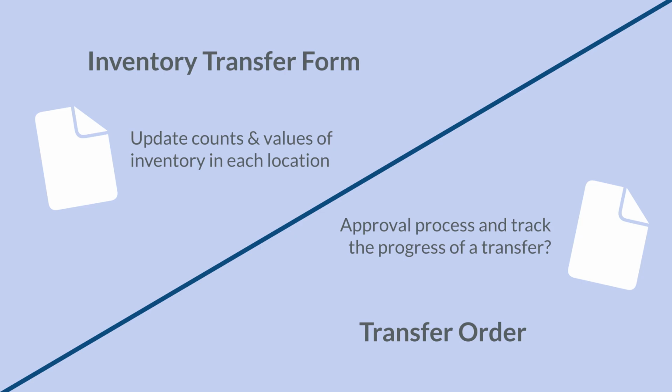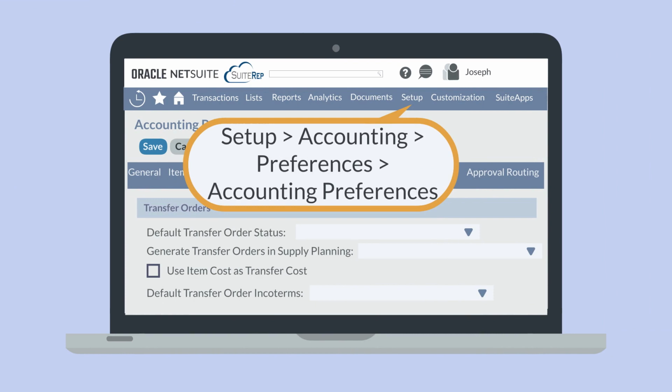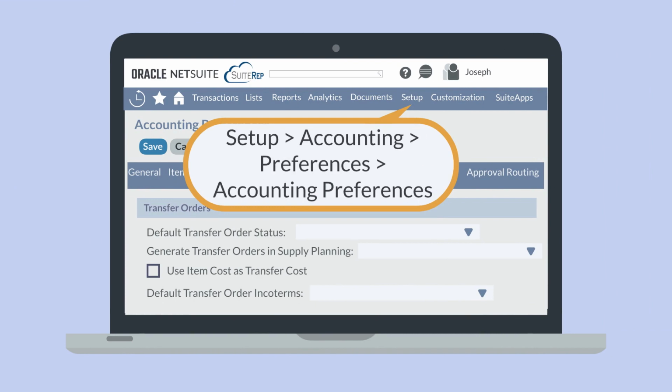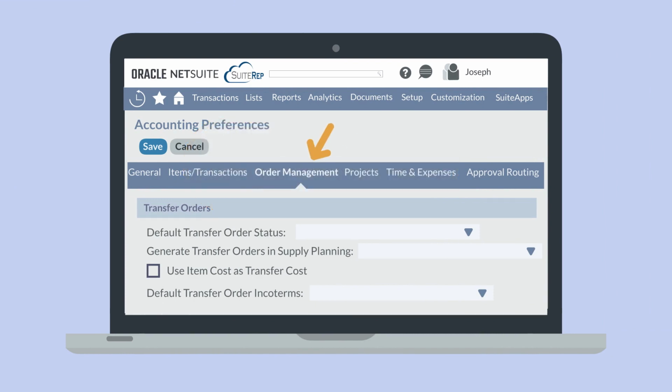Before using a transfer order, you need to set your company's preferences for transfer orders. Navigate to Setup, Accounting Preferences, Accounting Preferences. Under the Order Management subtab, scroll down to the Transfer Orders section. One of the transfer order preferences here is the default transfer order status dropdown, which sets the default for whether or not transfer orders will need to be approved before they can be fulfilled. Another key preference is the default transfer order Incoterms dropdown, which sets the default for whether inventory ownership officially transfers at the shipping location or at the receiving location.